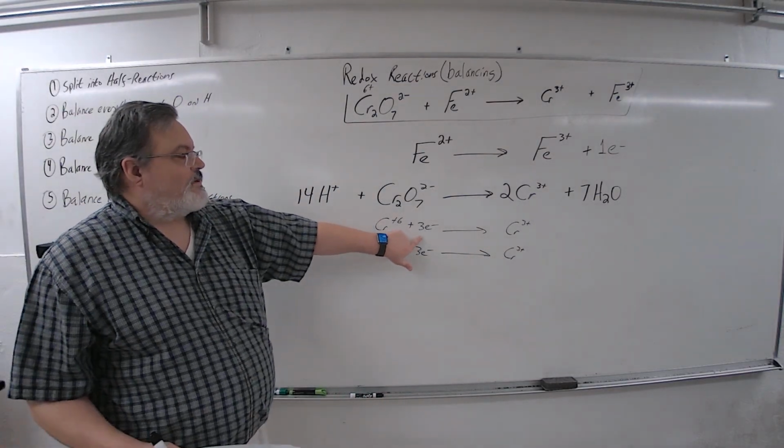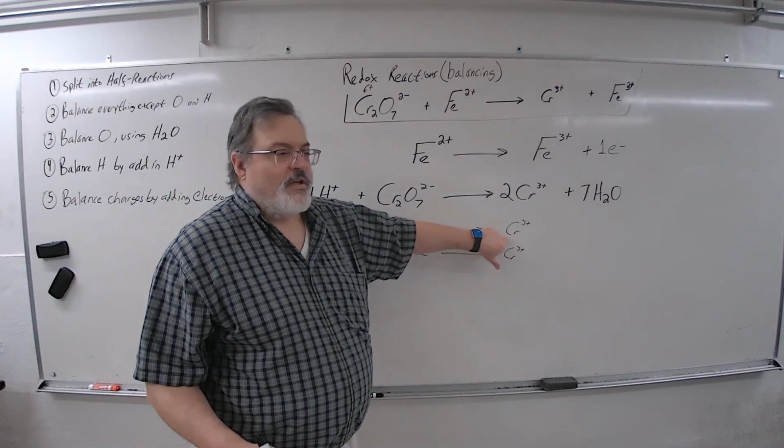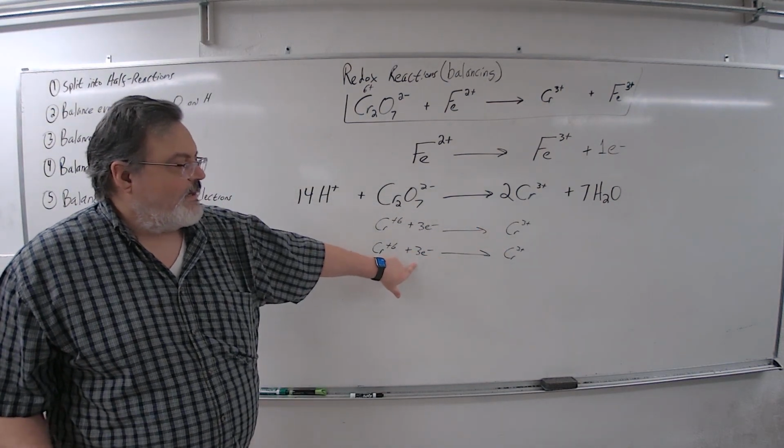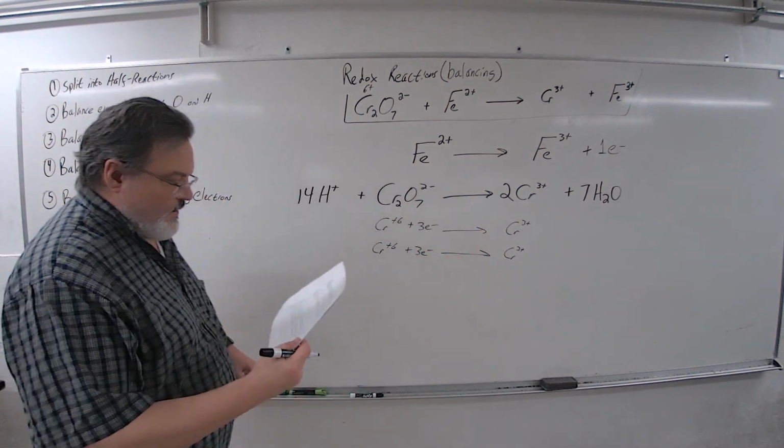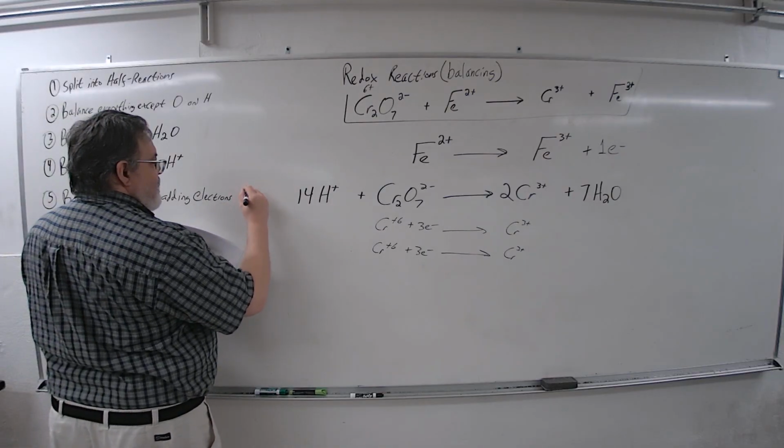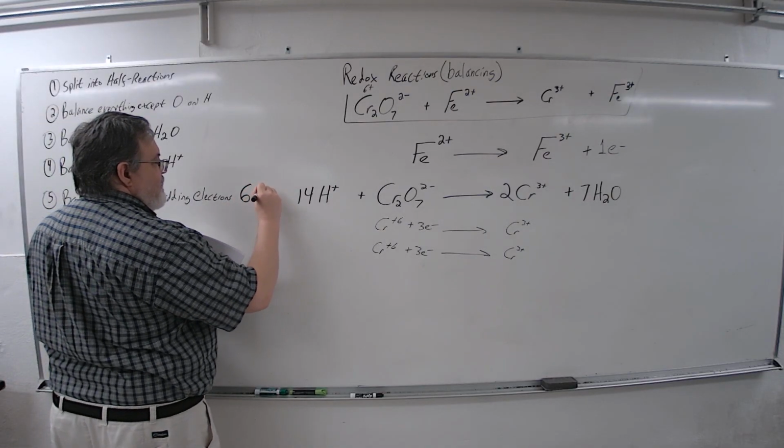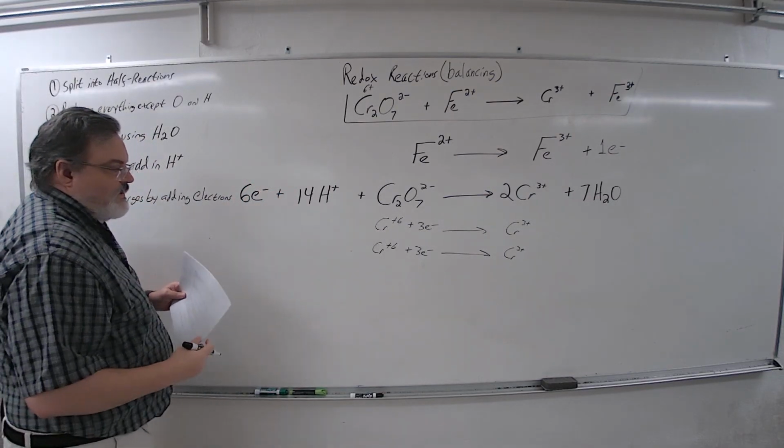Add 3 negative charges to this plus 6, and then I get plus 3. Add 3 negative charges, then I get a plus 3. So 6 electrons on that side.